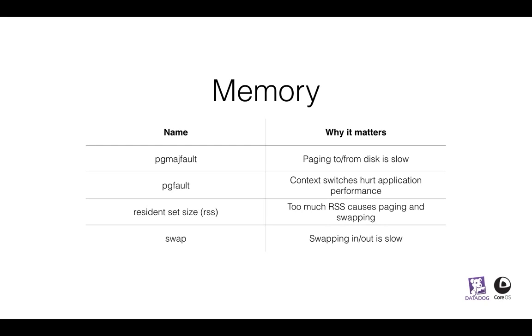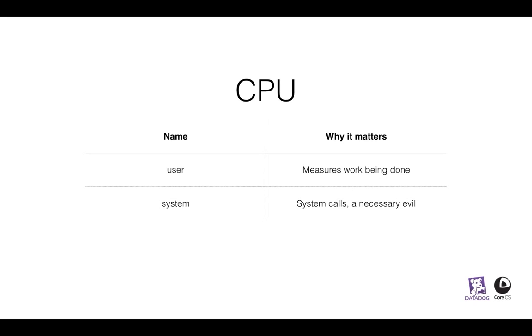Resident set size is basically the amount of memory that's resident, and swap is the amount of swap space being consumed. And so those are definitely good things to keep an eye on. CPU, well, there's two main metrics there. There's user and system. User, of course, being the time your processor is running your own programs' code, and system CPU, basically looking at the kernel. Definitely keeping an eye on those types of things.